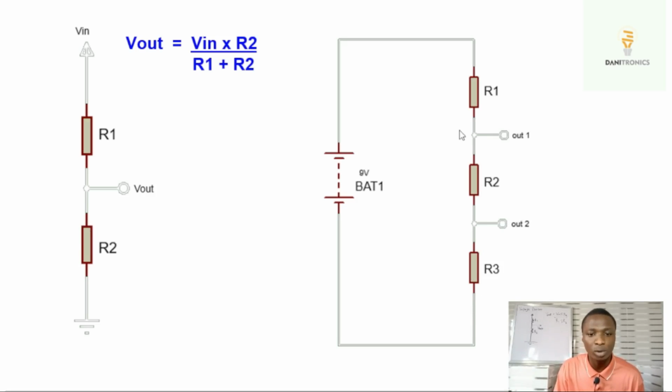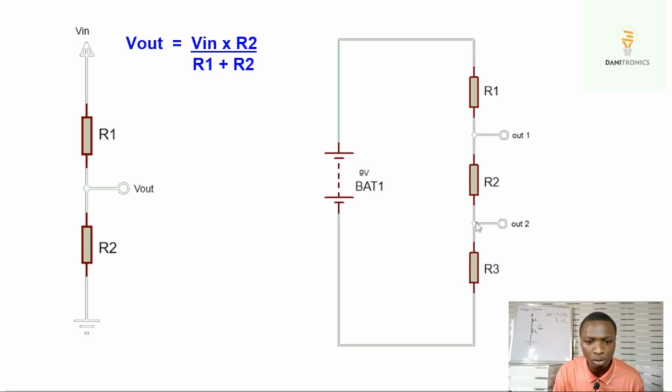So in this case, if you want to get the voltage at out 1, we will take our R1 to be R1 because there is no other resistor above this point. Then we are going to take R2 to be the sum of R2 and R3. So we'll have that to give our V out, our output 1.